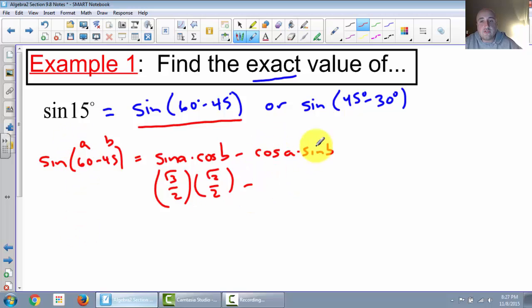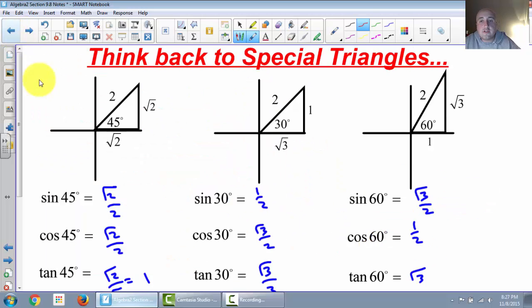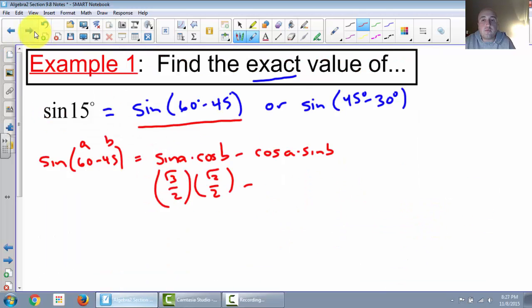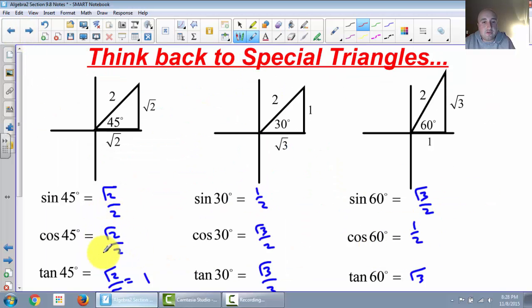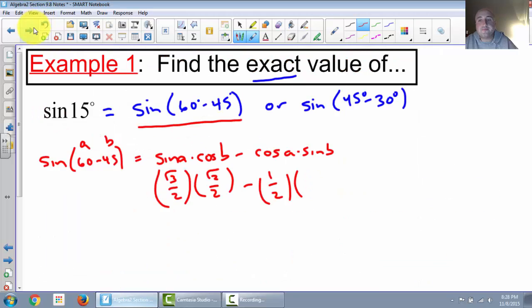So this one is root 2 over 2 minus cosine of A. Remember, A is 60, so what's cosine of 60 degrees? Cosine of 60 is over here, so it's 1/2. I'm going to put 1/2 over here, and I'm going to multiply that by sine of B. And remember, B is 45, so sine of 45 is root 2 over 2.